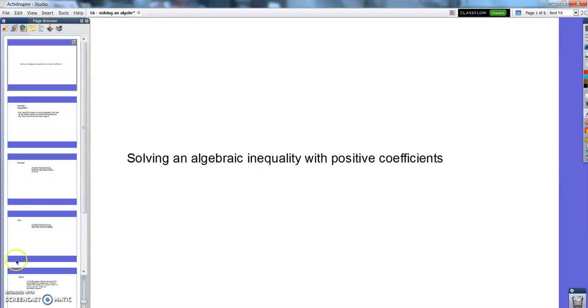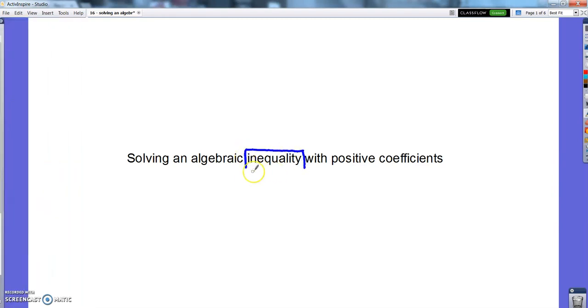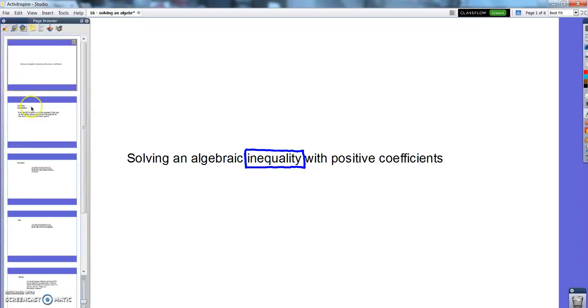Okay, advanced math. I'm going to take the algebra to the next step here and talk about inequalities. Today we're going to stick to positive coefficients to get started. Make this the title of your next free page in your math notebook. Close it up and give me lots and lots of concentration when you're done.